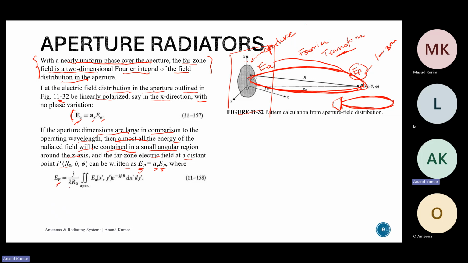So E_P is equal to j upon lambda r naught, the closed integral over the aperture, integrating over the area of the aperture, E_A, the field at the aperture. This is from the formula of the Fourier transform, and the integrand is basically writing the Fourier transform of E_A. And then for beta r much greater than 1, we can simplify it.